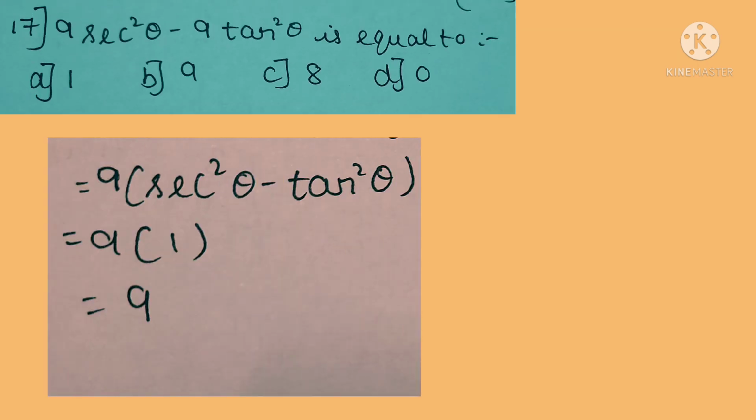Let's move to the 17th main question. Over here the question is given as 9 sec square theta minus 9 tan square theta is equal to what will be the value. Okay, so over here the 9 is common, so I'll just take it common. So in the bracket it will be sec square theta minus tan square theta, but according to the trigonometric identities we know that sec square theta minus tan square theta is equal to 1. So 9 into 1, it's nothing but 9, so the option will be B.